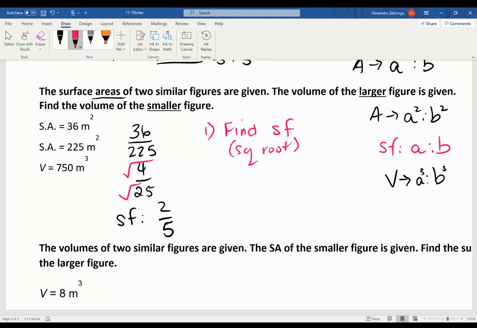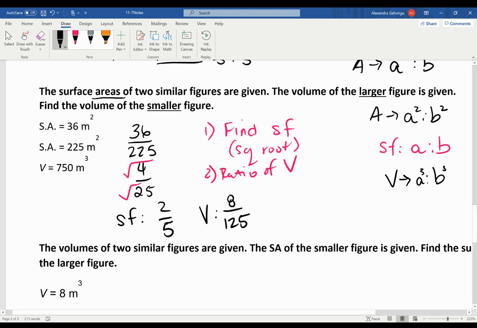So next one, ratio of volumes. Ratio of my volumes, I'm going to take 2 and cube it, 5 and cube it. Then we've got our equation to find our missing volume. So find the volume of the smaller figure. 750 is the larger figure. So it's going to go 8 over 125 is equal to smaller over larger. So 750 is over here.